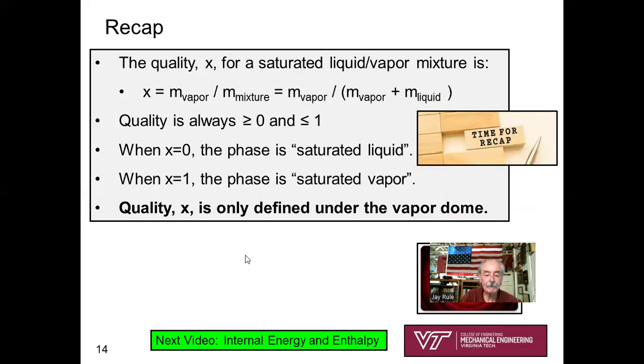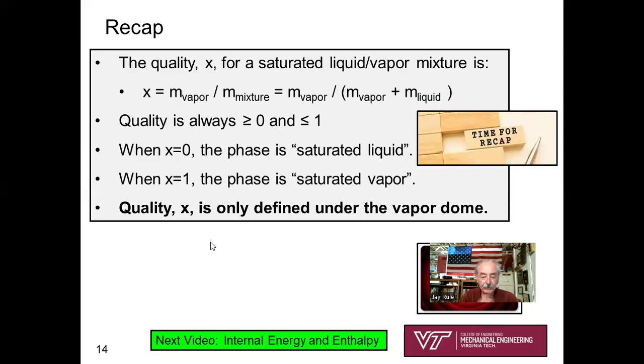Okay, and so despite my poor practice in not deriving that, you start with this definition: X, the quality, only under the dome, is the mass of the vapor over the mass of the mixture, and then recognize the denominator can be expressed: mass of the mixture is mass of the vapor plus the mass of the liquid. Quality X is always greater than or equal to 0 and always less than or equal to 1. When X is 0, it's not a mixture anymore, your phase is saturated liquid. When X is 1, your phase is saturated vapor, it's not a mixture. And then finally, the important thing to recognize is quality X is only defined underneath the vapor dome.